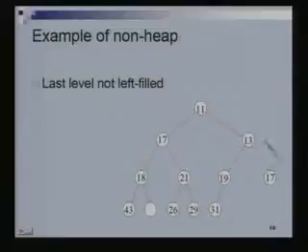This one does not violate the heap property, but as you can see, this node is empty. So this last level is not left filled. We would like that if there were only 4 nodes at the last level, then they should appear as the first 4 nodes on the last level of this binary tree.